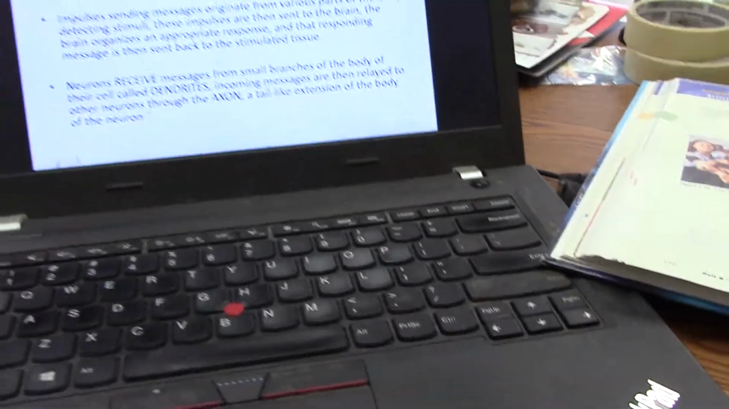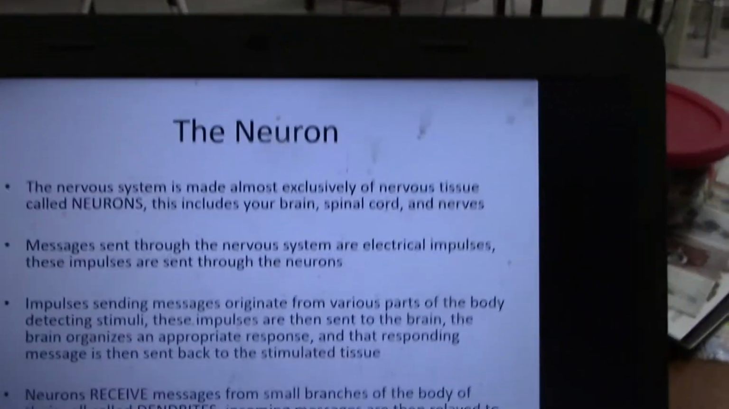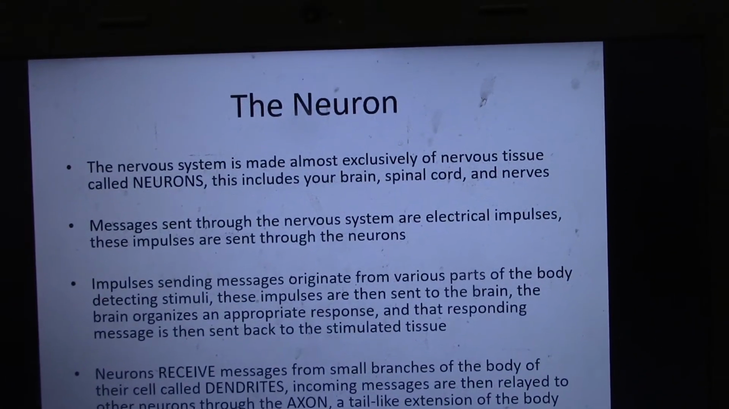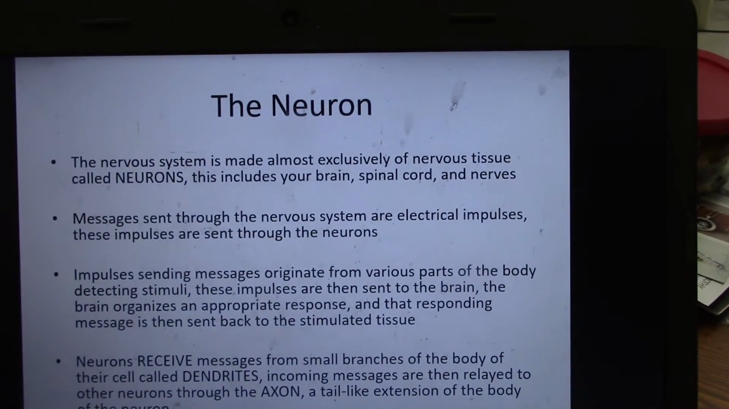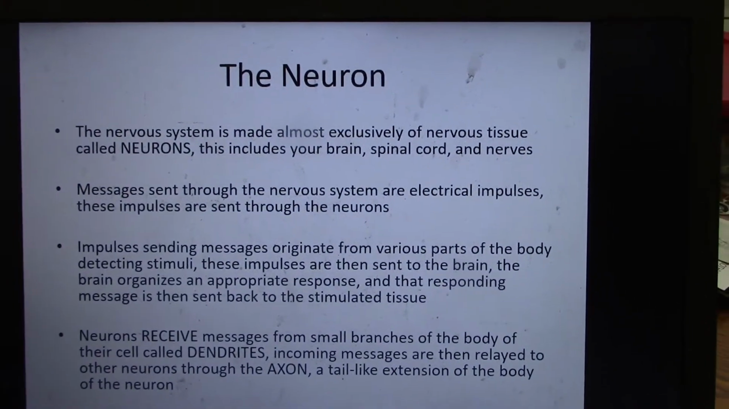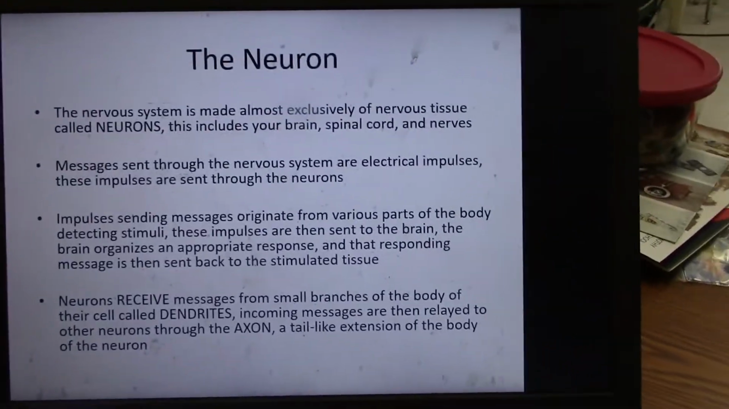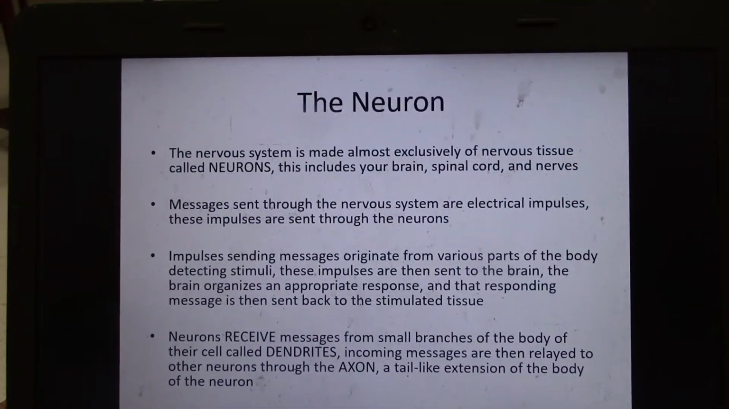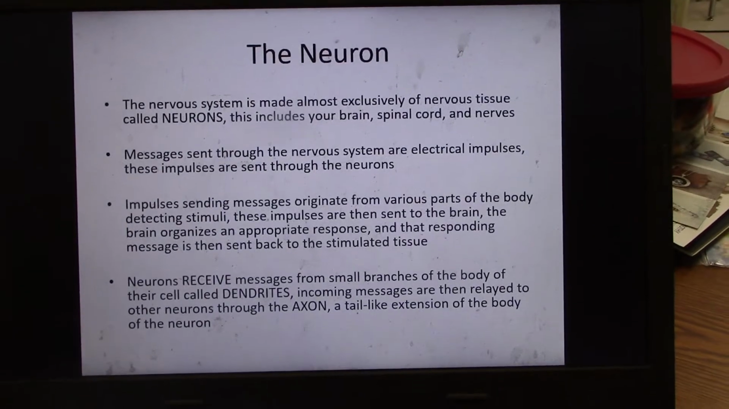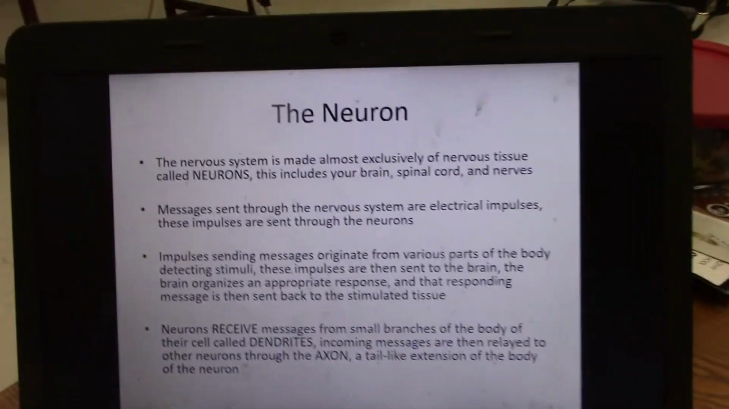So where I want to start here is the basic unit of the nervous system, and that's the neuron. All right. So the nervous system is made almost exclusively of nervous tissue called neurons, and neurons are the nervous system cells. So your nervous system is composed of your sensory receptors. We've talked about things like sight, touch, smell, and the like, and different types of receptors that are inside your body as well. Brain, spinal cord, and your nerves.